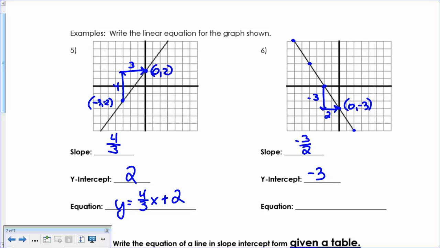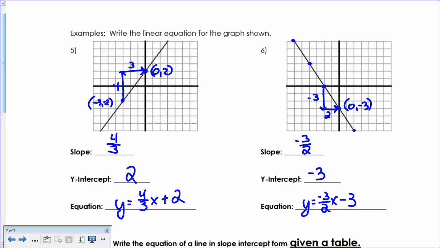So again, we got our 2 pieces of information we need. So our equation would be y equals negative 3 over 2x. Now again, don't write plus negative 3. It's just minus 3. So when you see that plus sign become a minus sign, you know that your y-intercept is negative. It's below the x-axis. So not too bad with the graphs. Not too bad, right?